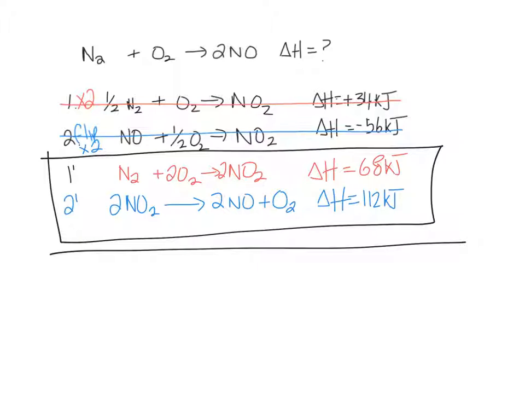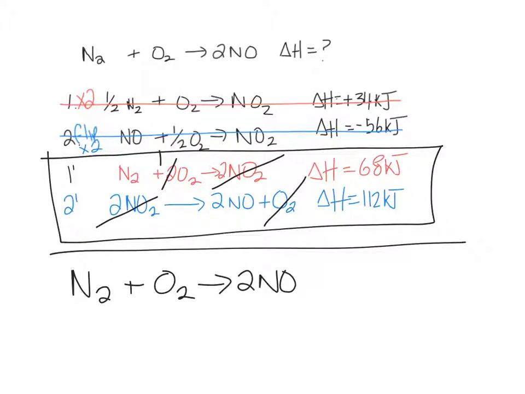So, we've got two NO2s on the left. We have two NO2s on the right, so they cancel. We have two oxygens on the left, one on the right. So the one on the right will cancel, and we'll be left with one oxygen on the left. So now we have N2 plus O2 going to two NOs, and you're going to add your delta H's together.